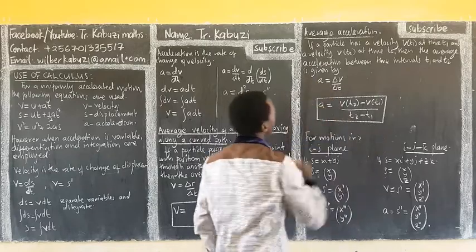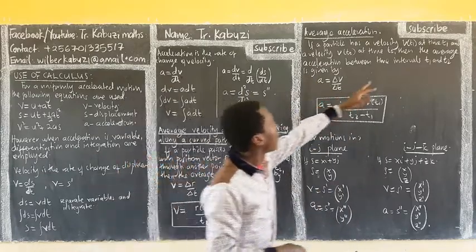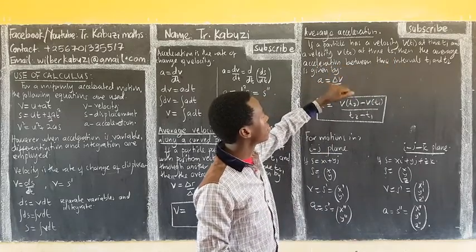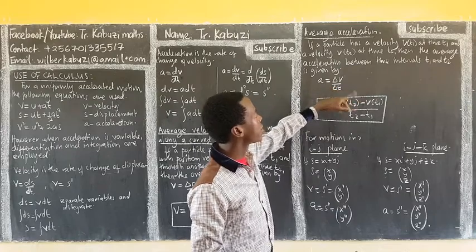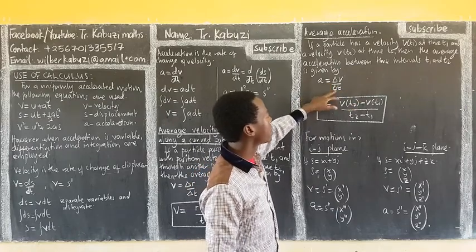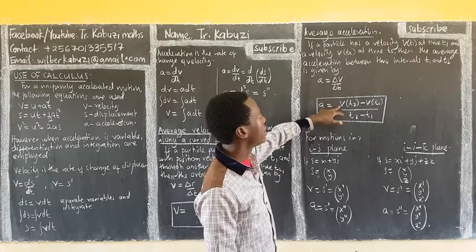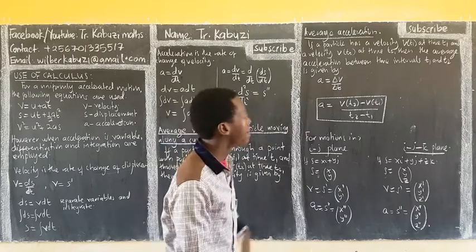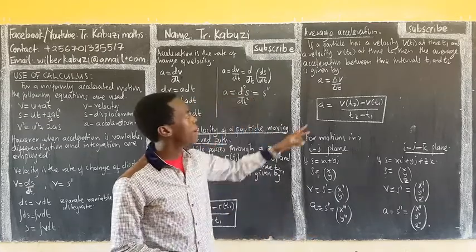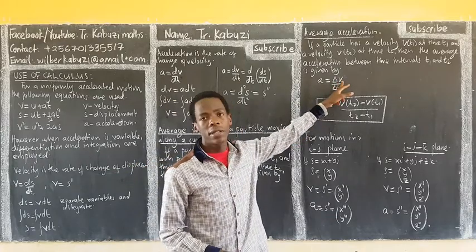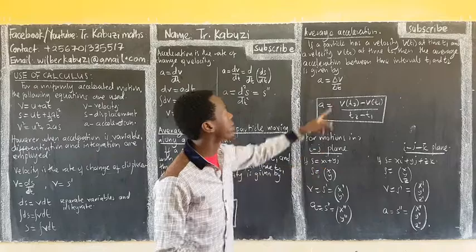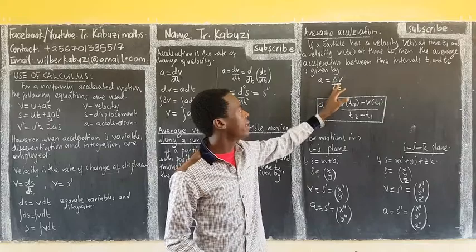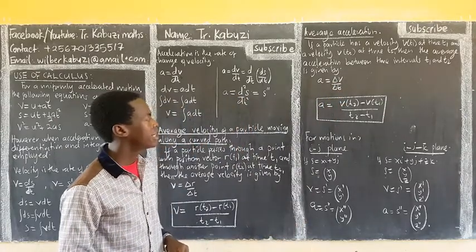Then average acceleration: if a particle has velocity v(t1) at time t1 and v(t2) at time t2, then the average acceleration between the time intervals t1 and t2 is given by change in velocity over change in time. So we get v(t2) minus v(t1) over t2 minus t1. As simple as that. This is delta v over delta t, change in velocity over change in time.